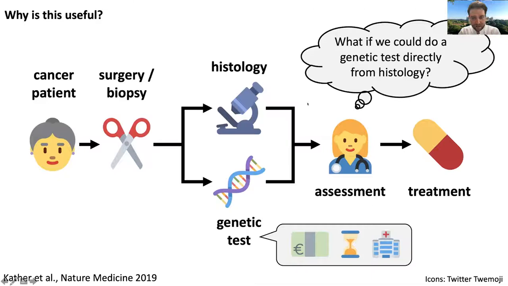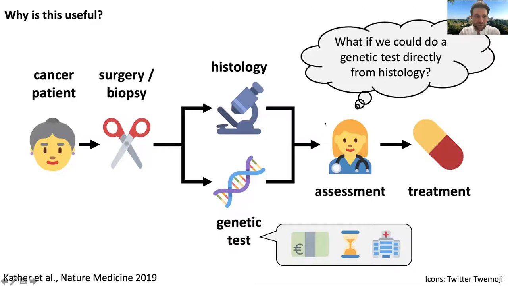be made. But currently, these genetic tests in particular are pretty expensive. They can take a lot of time, and they are not available in every single hospital. So our idea is, if we use this relationship between genotype and phenotype in solid tumors, we could maybe lessen the need for genetic tests and run it all through here, through the evaluation of morphology.